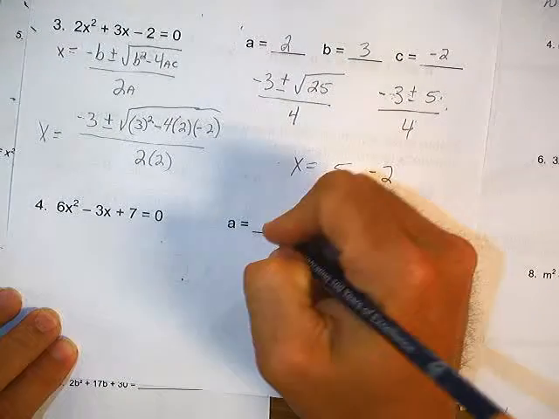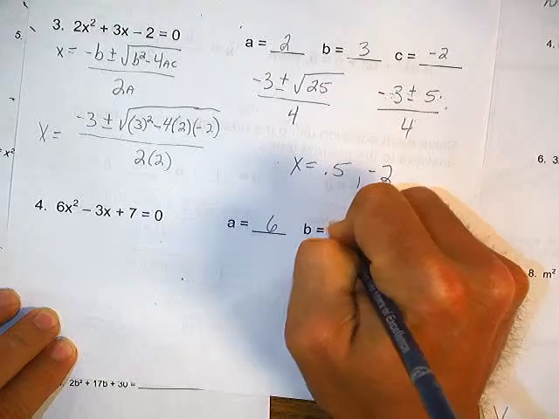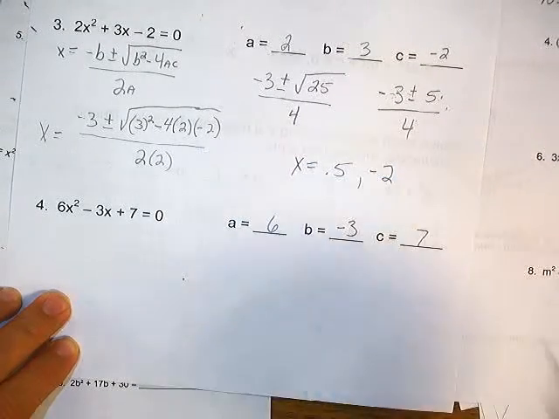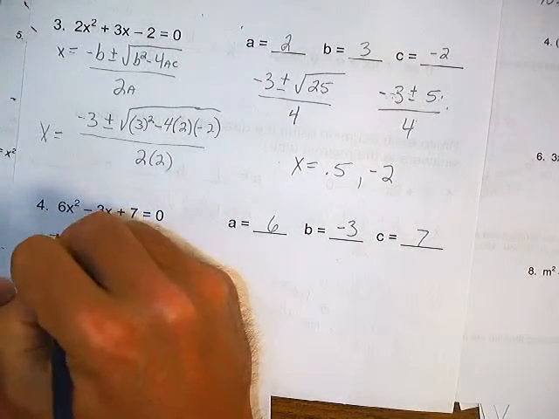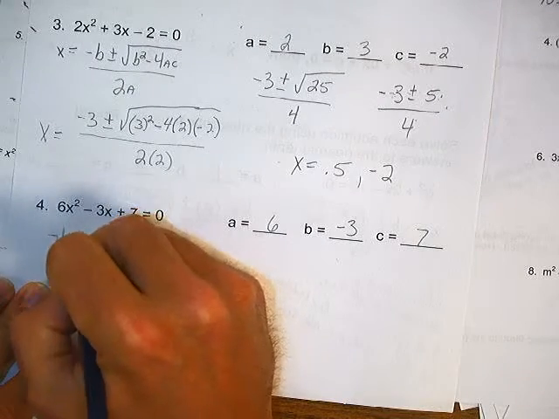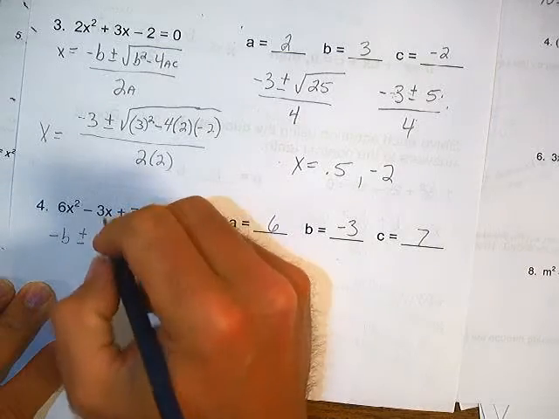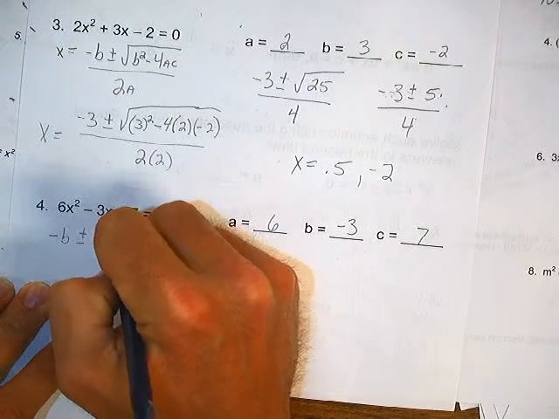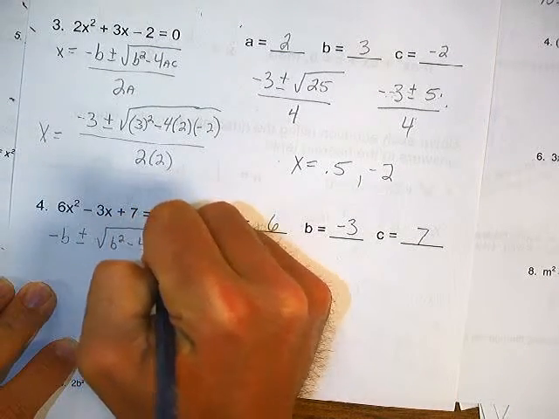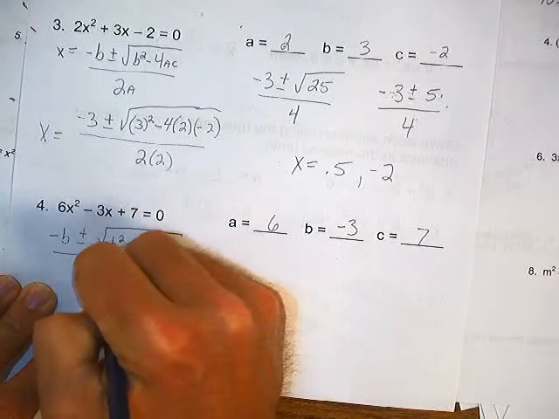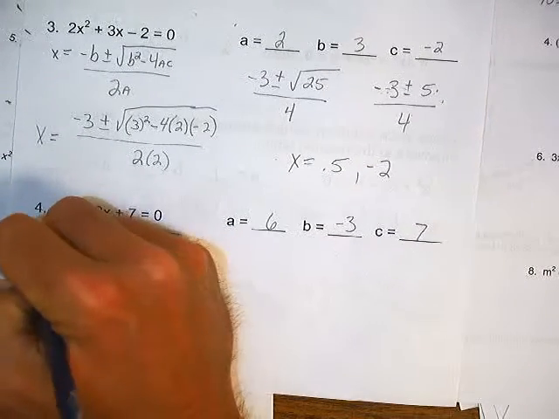What's my A? 6. B? Negative 3. And C? 7. Okay. Opposite of B. Wait. Positive 3. Plus or minus. I'm just writing it so you don't have to keep looking back. Opposite of B, plus or minus the square root of B squared minus 4AC, all over 2A.